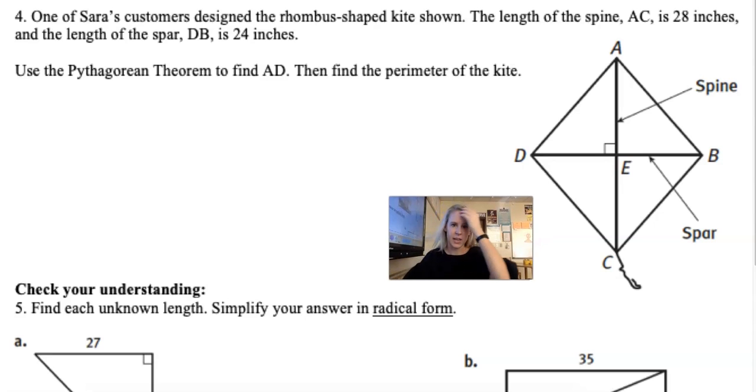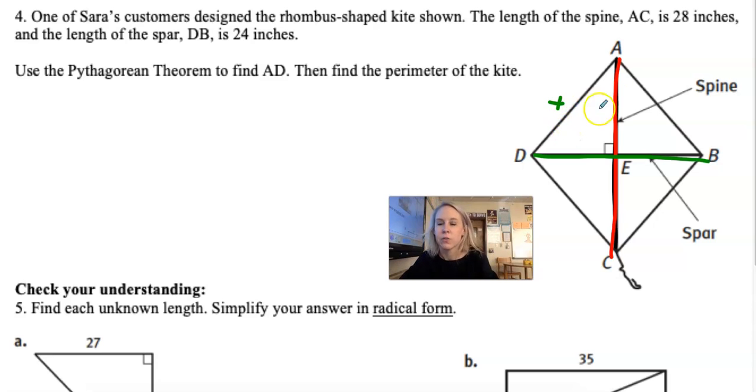So we have Sarah again. One of her customers designed a rhombus-shaped kite, as shown below. The length of the spine, AC, is 28 inches. Okay, so this entire thing is 28 inches. Okay? Then it says the length of the spar, which is the left to right side from D to B, is 24 inches. Okay? And I am trying to find the length of AD. So I don't know what that is.